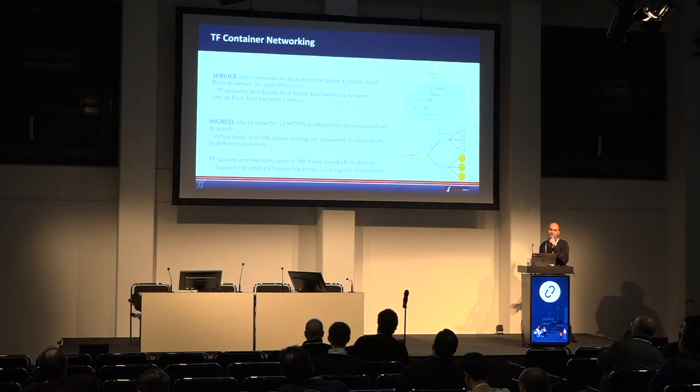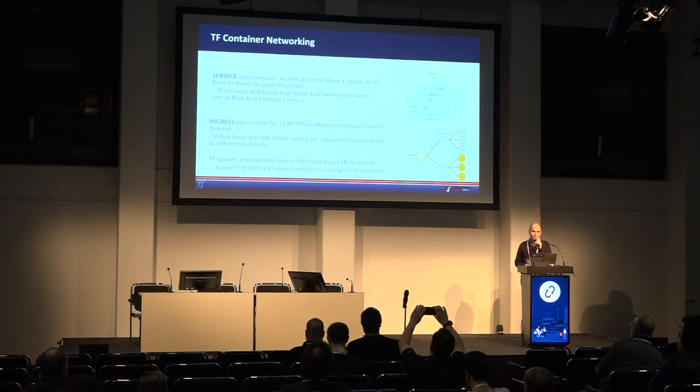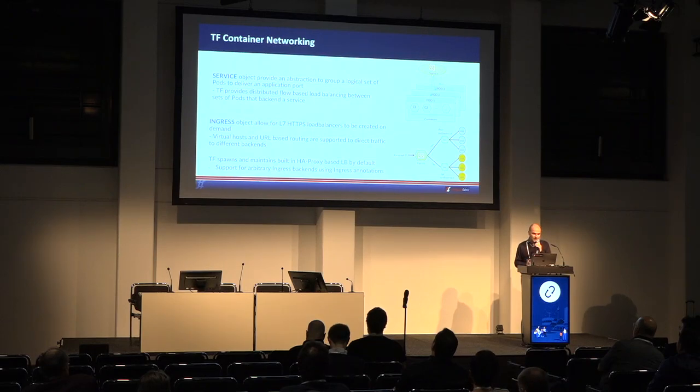So just a quick clarification for the people who are not fully familiar with Kubernetes terminology, the difference between service and ingress. So service in Kubernetes is an abstraction to group a logical set of pods that deliver a service. Basically, they are all used to provide HA and scaling. And what Tungsten Fabric provides in the context of a service construct, it implements it by doing layer 4 based load balancing natively on the vRouter. So this is fully distributed. You don't need to send the traffic to some centralized processing point.